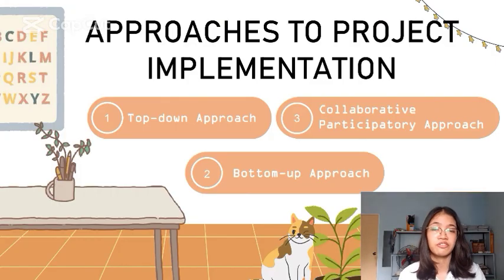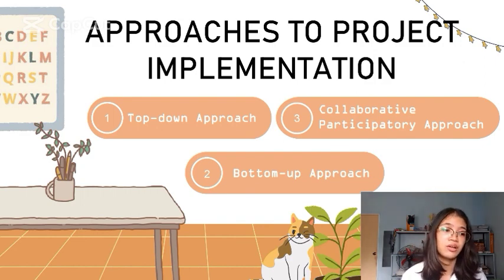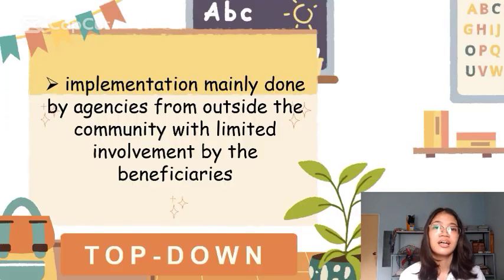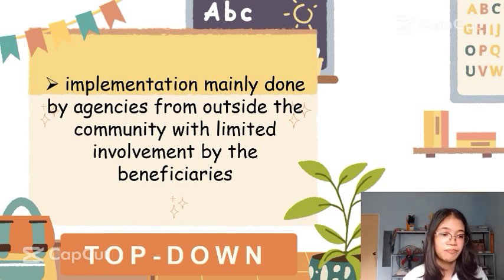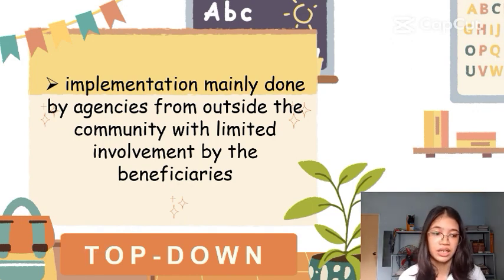The three approaches of project implementation: the top-down approach, the bottom-up approach, and the collaborative participatory approach. First, the top-down approach. Implementation is mainly done by agencies from outside of the community, with limited involvement by the beneficiaries. It is a management process driven by a business's upper level of executives. The larger goals are fragmented into small tasks that are then handed down to lower levels. There are many industries in the workforce that find this business approach especially appealing.